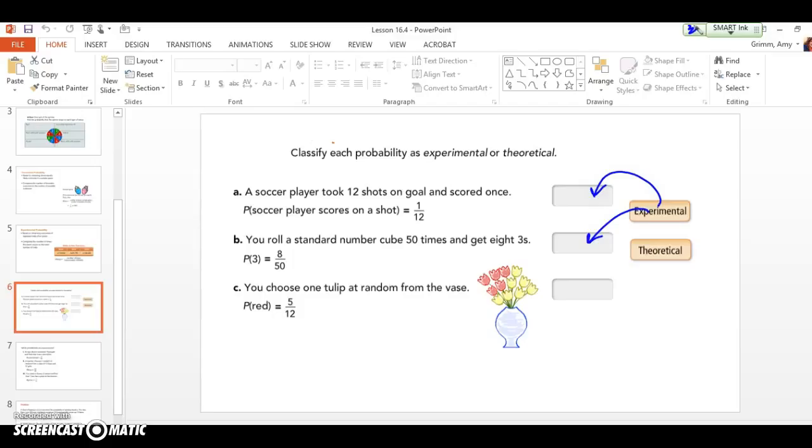Next one, you choose one tulip at random from the vase. The probability of getting red is 5 out of 12. That's theoretical, right? Because here's your picture, and the picture shows that you have 5 tulips that are red out of 12 total. That means that is the theoretical you should get. If you picked them out 12 times and put them back, 5 of those times should be exactly red. Okay, that's what should happen.